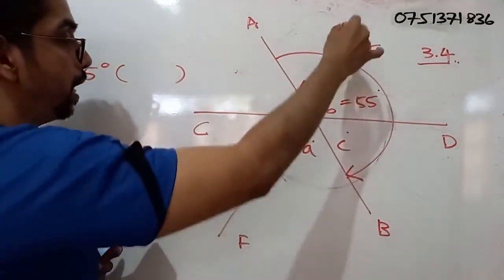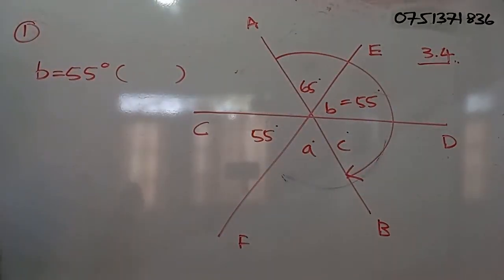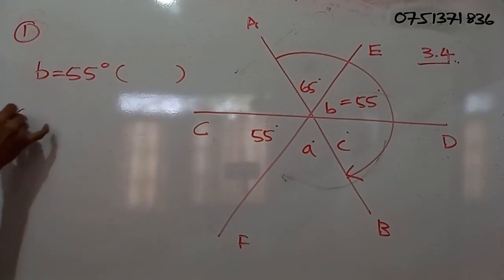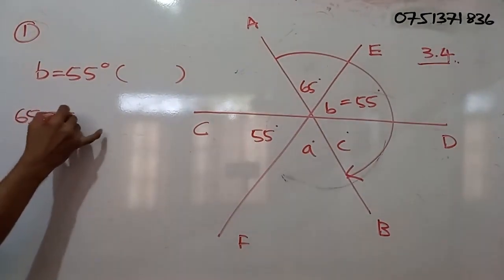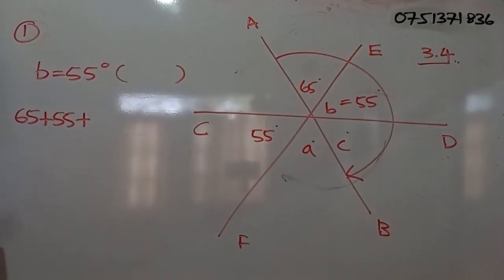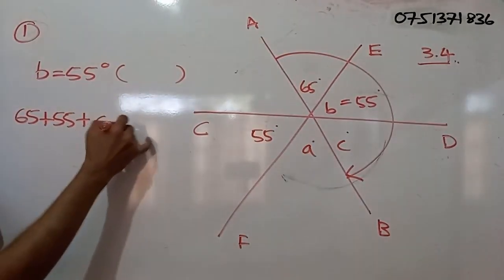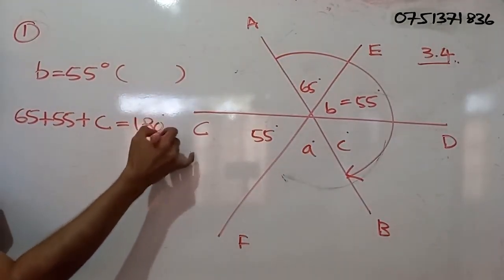AB, CD and EF all are what? Straight lines. So we can say 65 plus 55 plus this is C. Angle C equals to what?